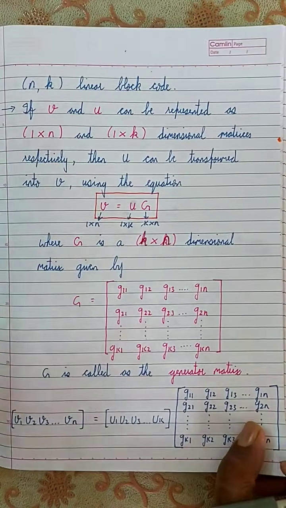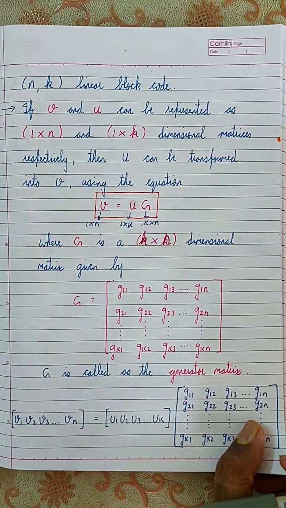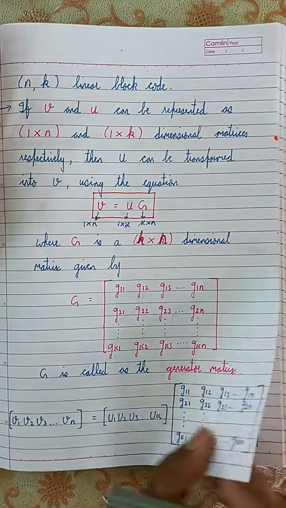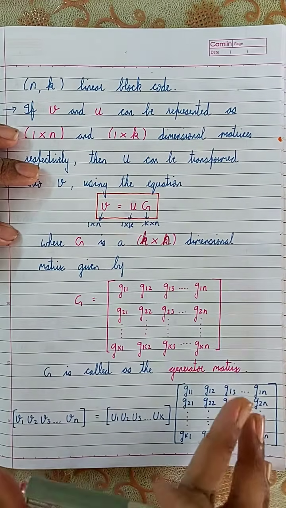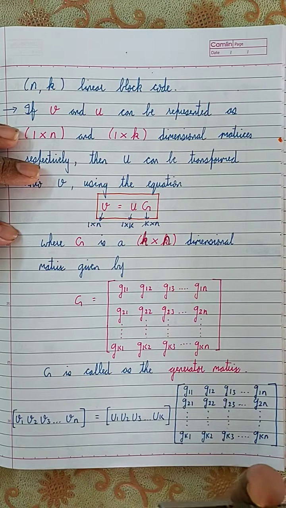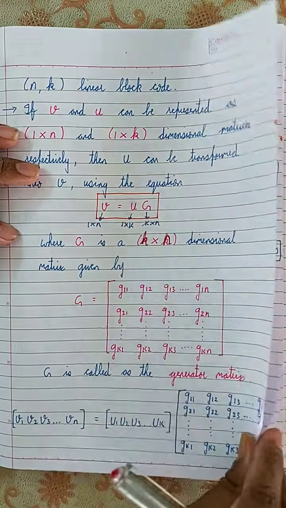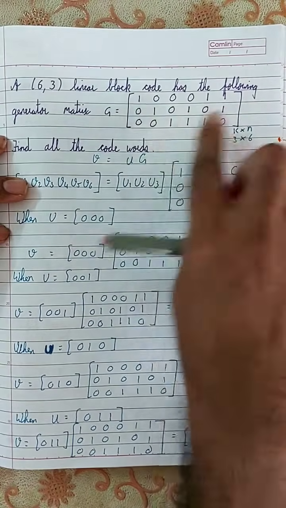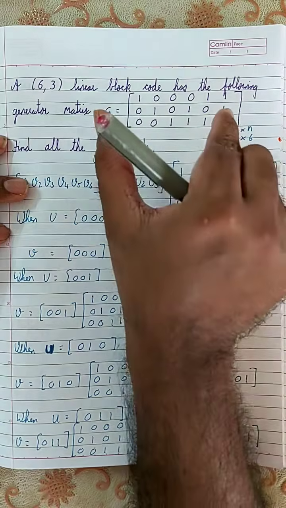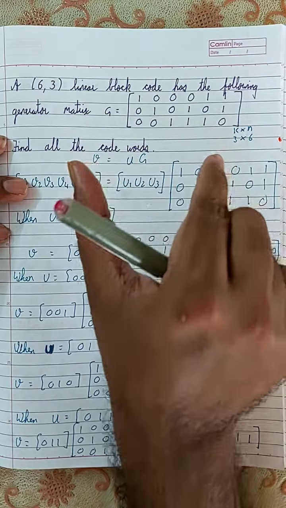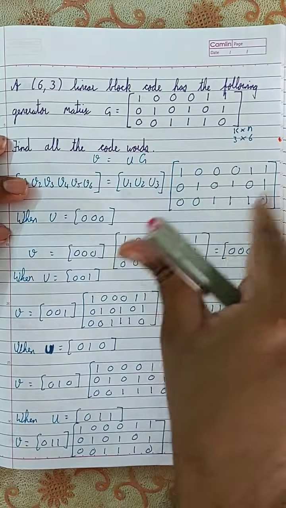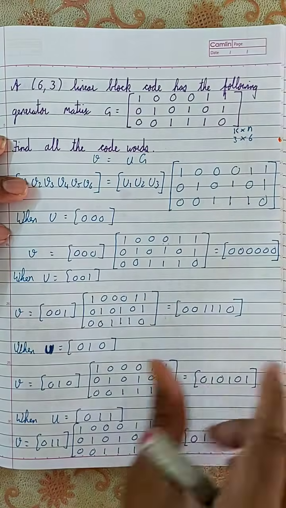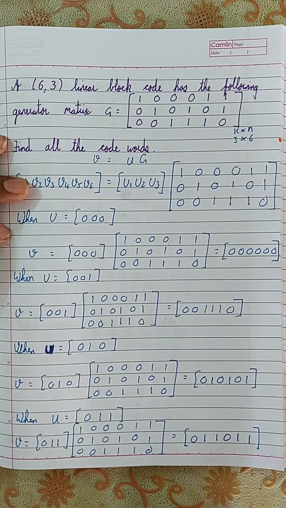Now let me tell you one more magic about this (n, k) linear block code, one more very interesting property, and that property is about the generator matrix. If you simply look at the rows of the generator matrix, let me take this example. If you take any one of the rows of the generator matrix, then each row of the generator matrix is also one of the code words of the (n, k) linear block code.